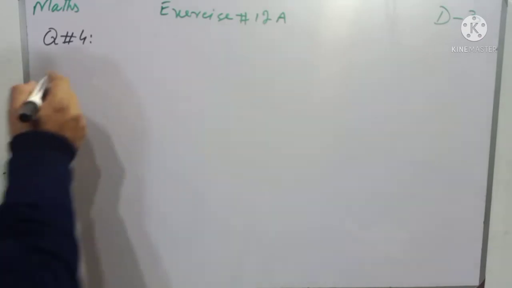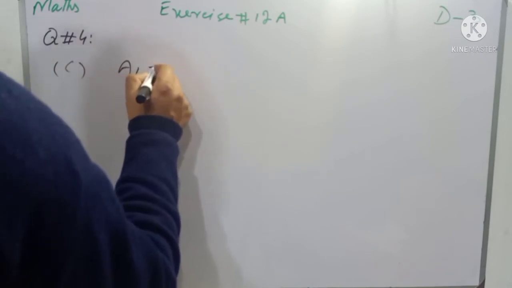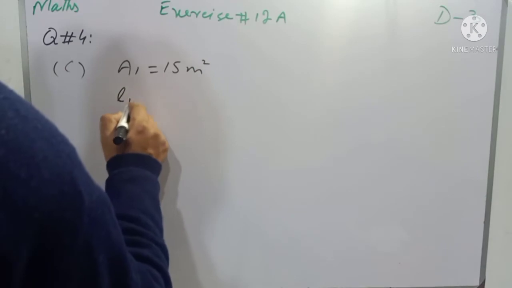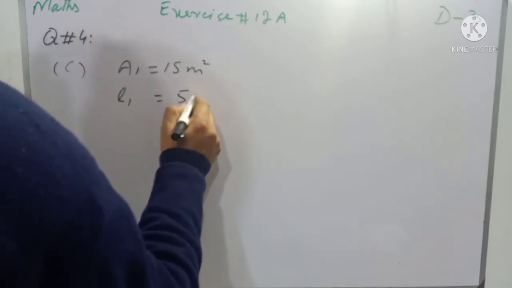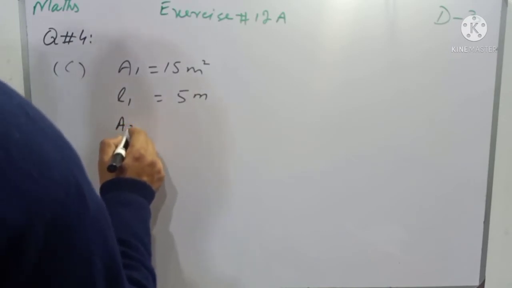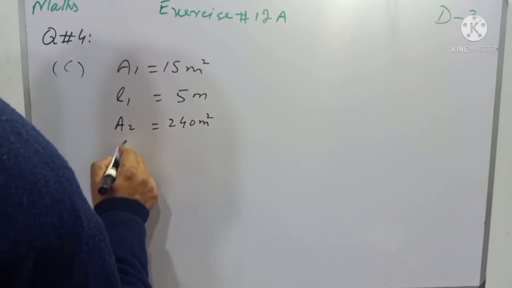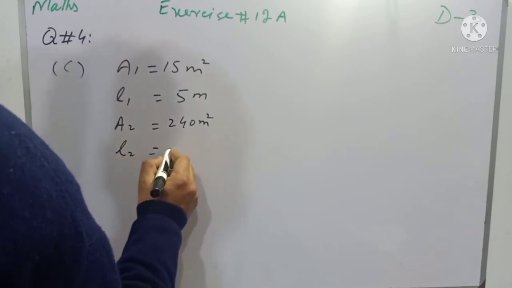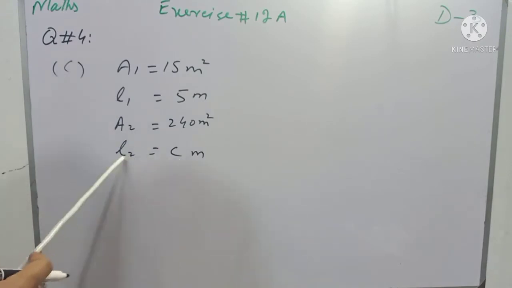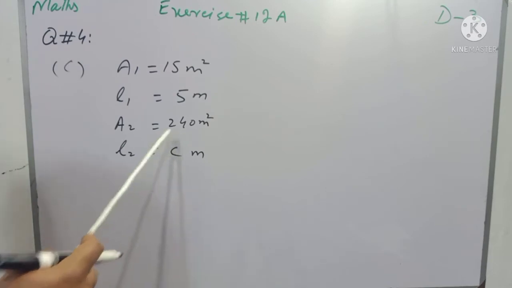So students, in C part A1 is given, A1 is 15 meters square, whereas length 1 is 5 meter, whereas students area of second figure is 240 meters square, whereas length 2 is C meter. Keep in mind that it is not centimeter, it is C meter. I mean to say we have to find the value of C.